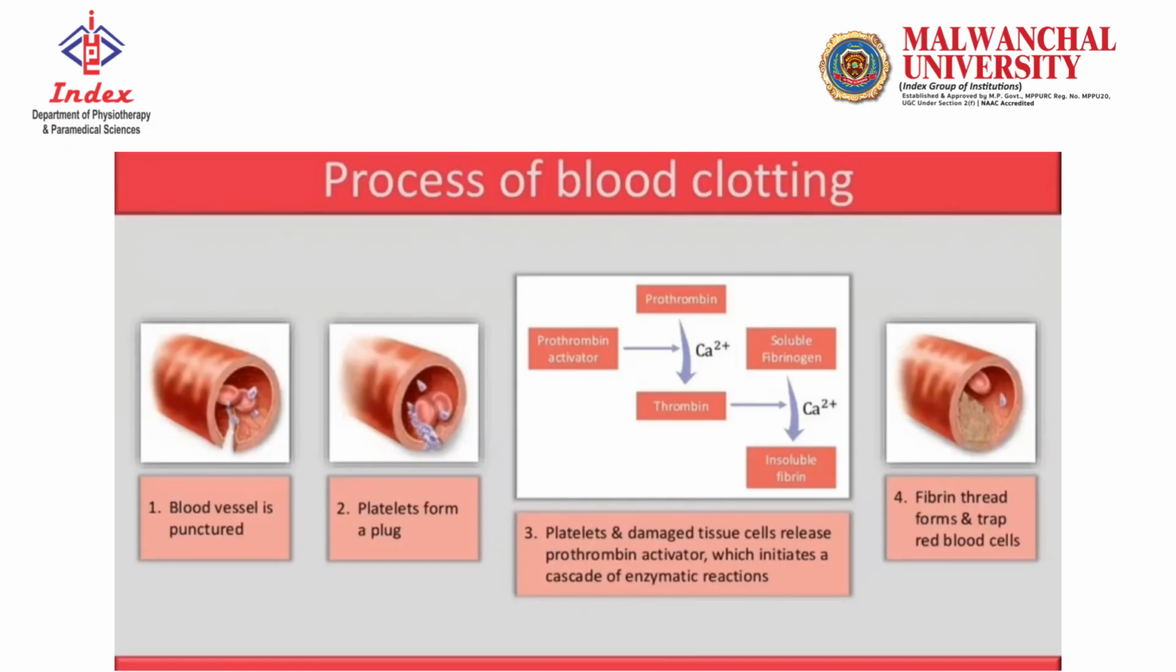First, the blood vessel is punctured. Second, platelets form a plug. Third, platelets and damaged tissue release prothrombin activator, which initiates a cascade of enzymatic reactions: prothrombin with Ca2+ becomes thrombin, and soluble fibrinogen with thrombin and Ca2+ becomes insoluble fibrin. Fourth, fibrin threads are formed and trap red blood cells, and the plug is complete.